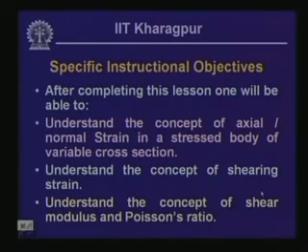Now, in this particular lesson, it is expected that once it is completed, one should be able to understand the concept of axial and normal strain in a stressed body of variable cross section. In the last lesson, we discussed the axial strain, the normal strain in a bar which is of uniform cross section. In this lesson, we are going to discuss what will be the strain in a bar of variable cross section.